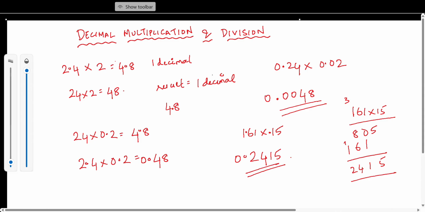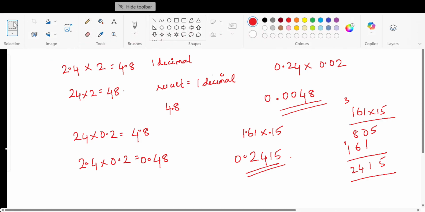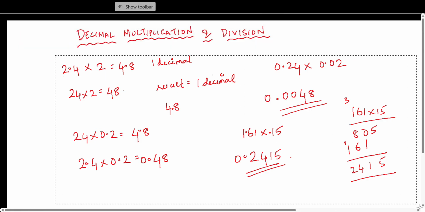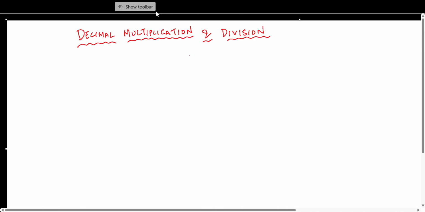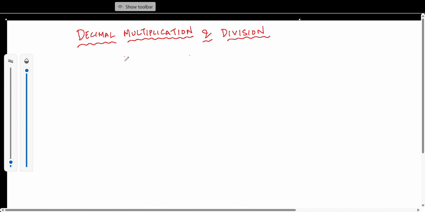So these are quick things to check when you finish. The answer should be in the ballpark range. If by mistake you had put 2.415 or 241.5, it's definitely wrong, because you should always be mindful about the numbers involved. So I hope that was helpful. Let us proceed to division now. On the same lines, let us start with a simple example.